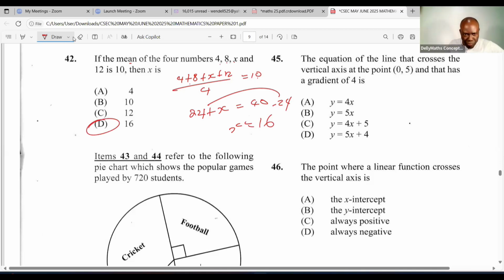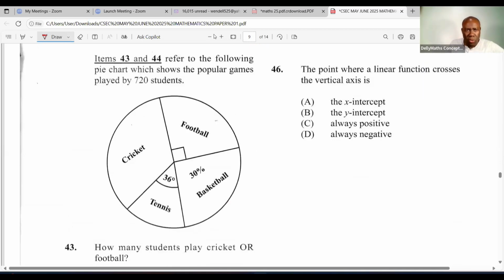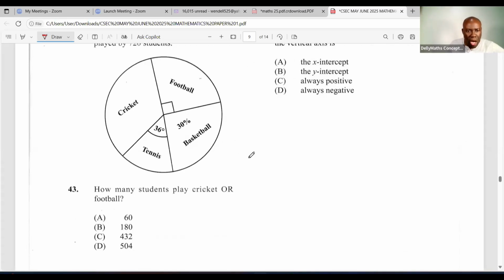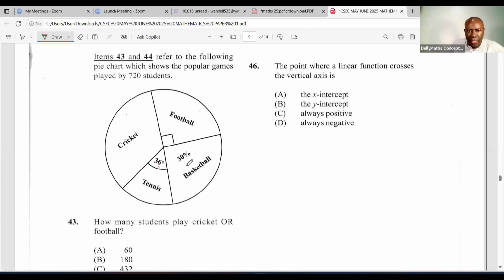All right, let's go. Let's see what we have here. So they have some nice questions this year. It says items 43 and 44 refer to the following pie chart, which shows the popular games played. So we're looking at how many students play cricket or football, right? So we have degrees, football, cricket.